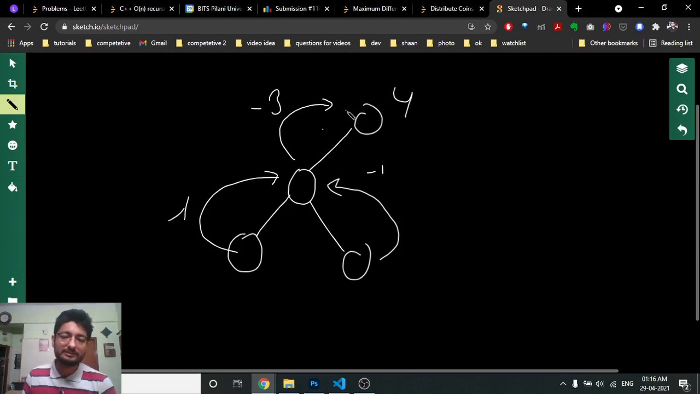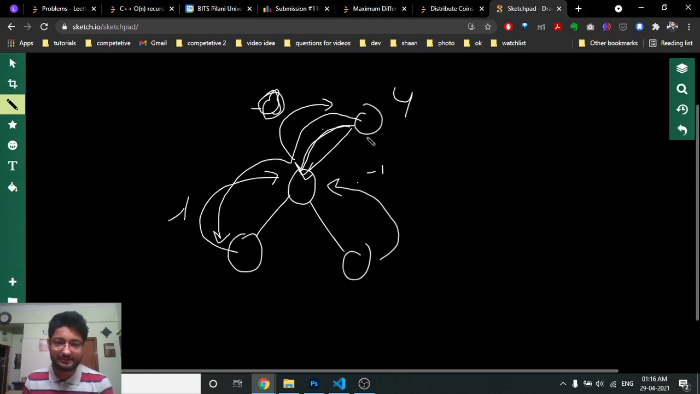Why? Because how many steps do you require? In one step you can send one coin from here. In two steps you can send coins here, and in another two steps you will send a coin here. So how many steps are required? 1 and 2 and 5 steps. So it should actually return -5.